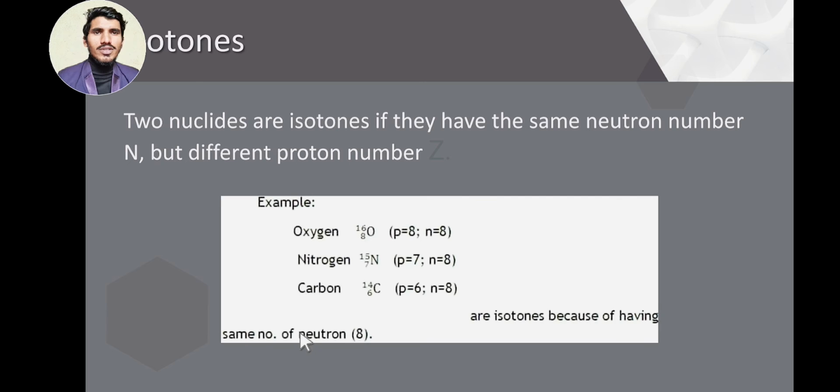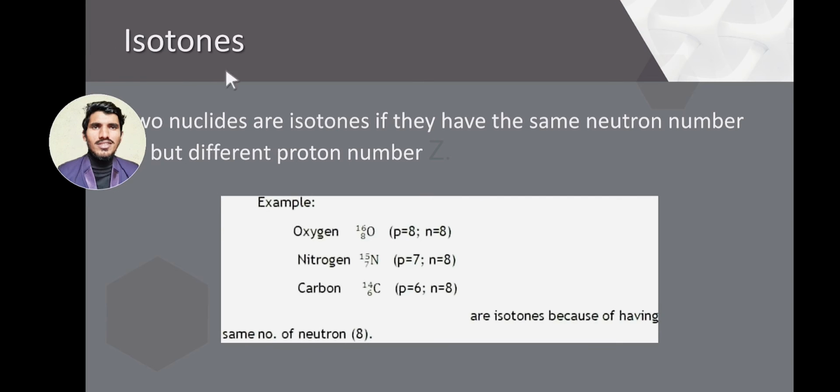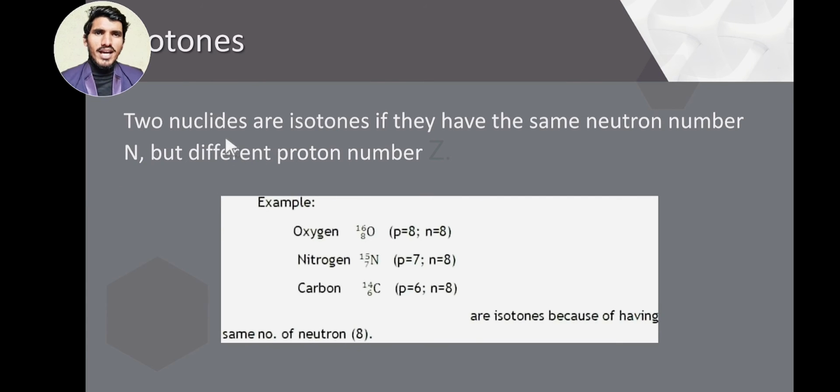Okay, so moving on towards the isotones. So the last thing we have is isotones. So what are isotones? The isotones are actually the two nuclides if they have the same neutron number but different proton number. So isotones are those that have the same neutron number but different proton number.